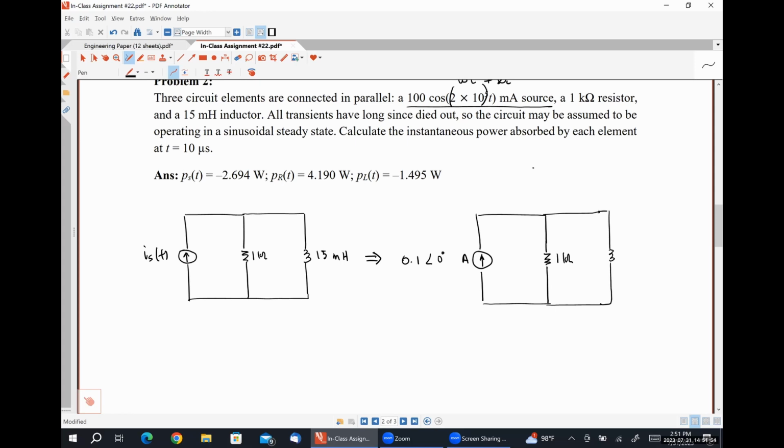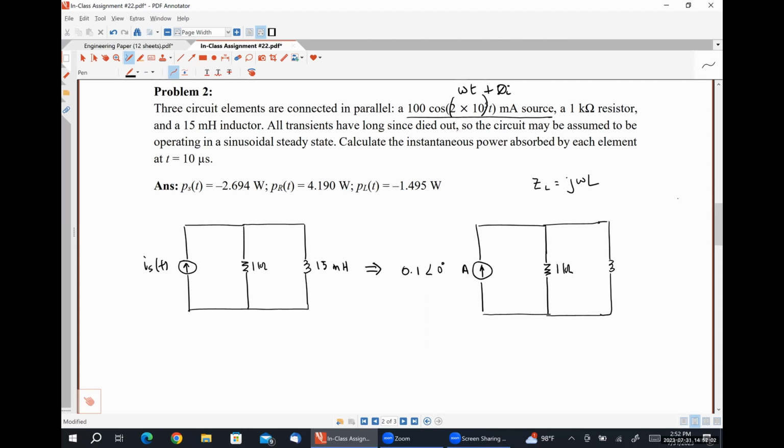So the equation for the impedance of an inductor is J omega times L. So I'm going to have 2 times 10 to the 5 multiplied by 15 times 10 to the minus 3 gives me 3,000. So this is going to look like J 3 kiloohms or 3,000 angle positive 90 if you prefer the polar form representation of that impedance. So we've converted our circuit from the time domain into the frequency domain. Okay.